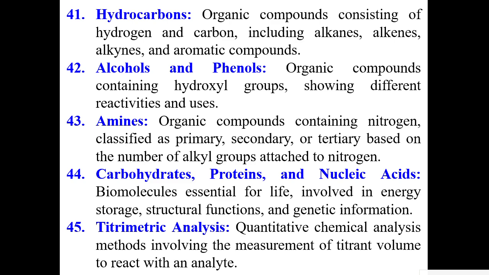Then the simple differences between alkanes, alkenes, and alkynes. How can you differentiate? Alkanes means there won't be any double bonds or triple bonds. Each carbon will have four single bonds. Suppose you take two carbons in between. There may be one bond between carbon and carbon. Sometimes there will be two bonds between carbon and carbon, C double bond C. That is alkene. Sometimes a triple bond also will be there, C triple bond C. That is alkyne.